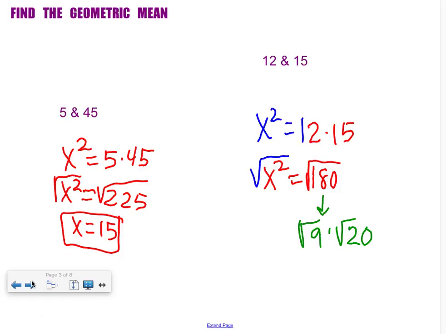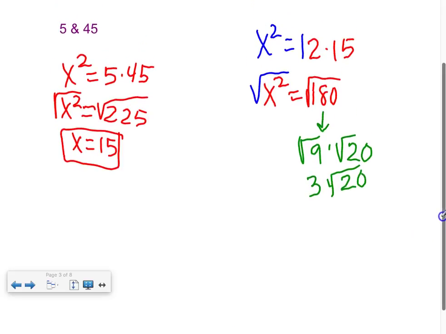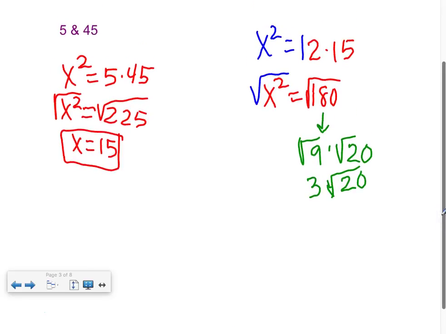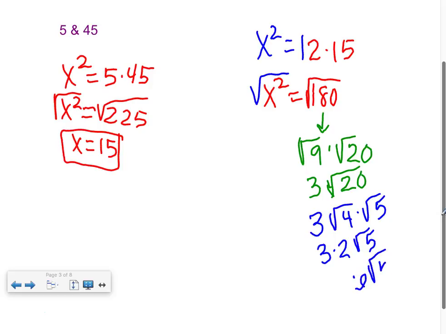What's the square root of 9? 3. And the square root of 20? Can I break that down? 4 and 5. So I'm going to have the square root of 3 times the square root of 4, which is 2. So I have 3 times 2 times the square root of 5. Multiply those out: 6 square root 5.